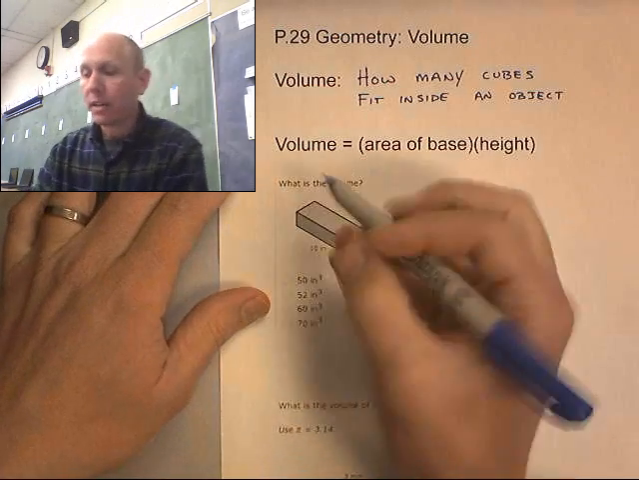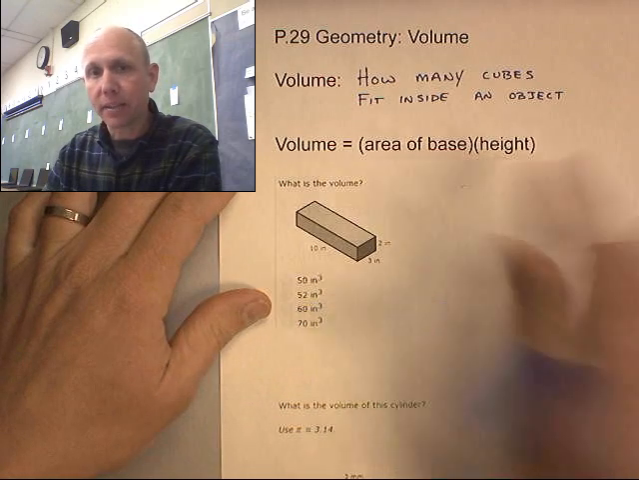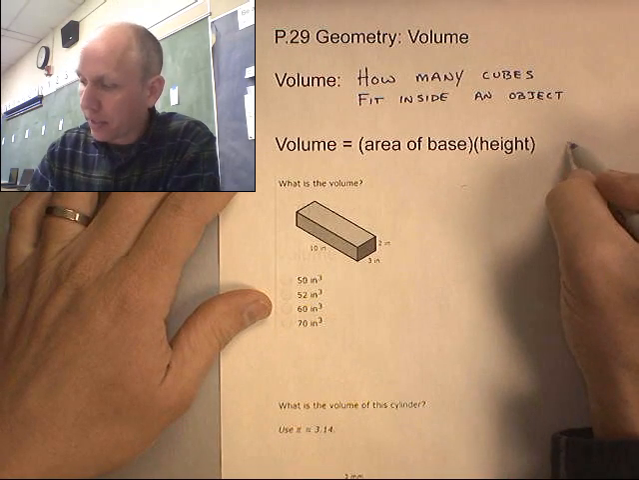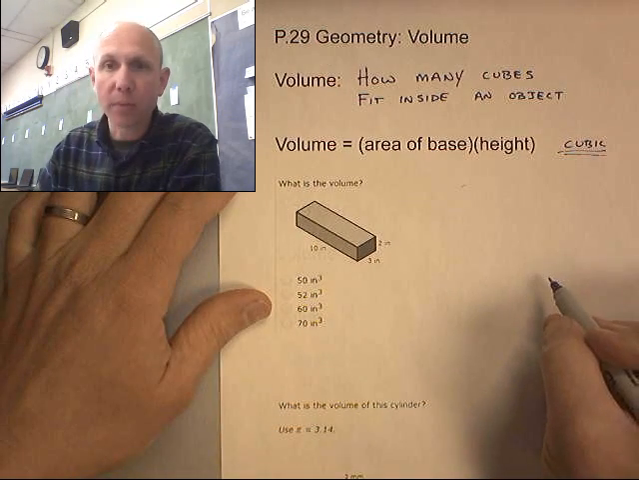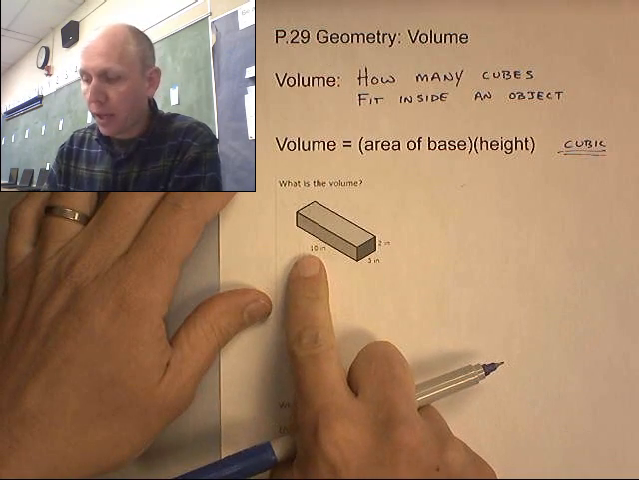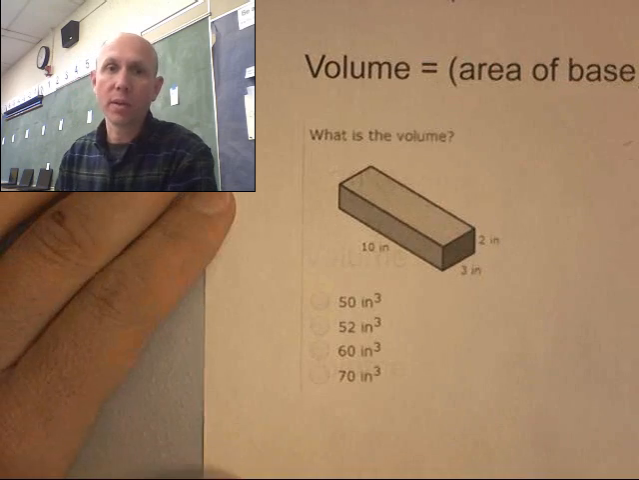Volume is pretty basic for these normal figures. It's the area of the base times the height. And that gives us a cubic measurement. For rectangles, it's a piece of cake. Same thing with squares.